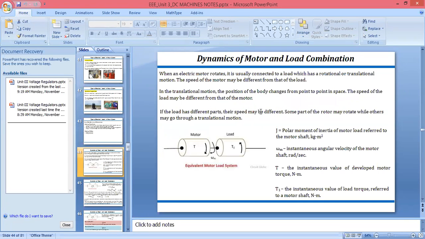Now we have to see the dynamics. This will not be covered now, but it is a big concept. Dynamics of motor and load combination we will see in the next class.